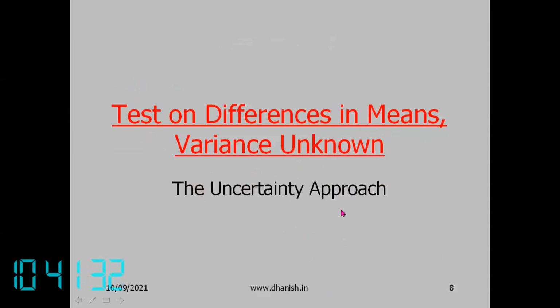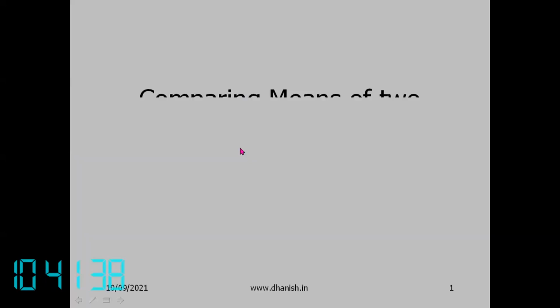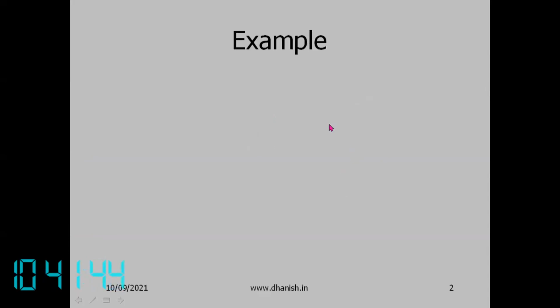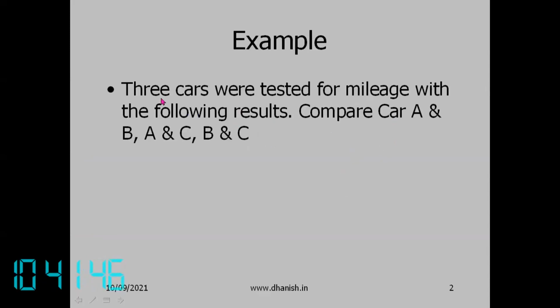Difference between them, so using the uncertainty approach. Variance estimated from samples. Three cars were tested for mileage with the following results. Compare car A and B, A and C, B and C.